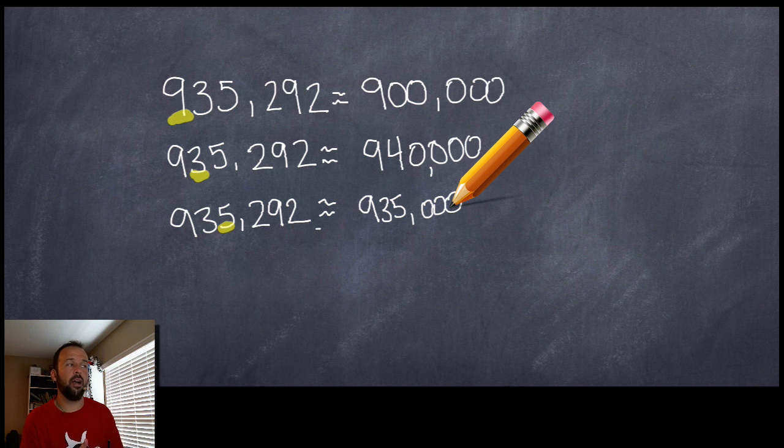Perfect. Okay, so we can round to different place values. That's something I wanted to review and just make sure you remembered. We can round to different place values, and sometimes, as we're going to see in some problem solving that we do, it's going to be better to round to one place value as opposed to the next, and it's going to be up to you to decide.